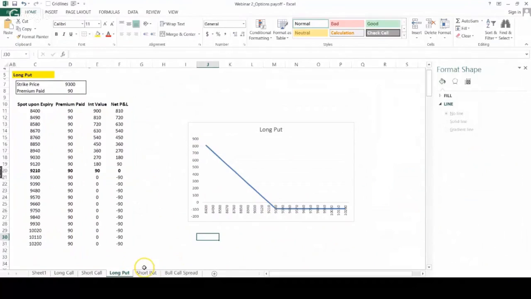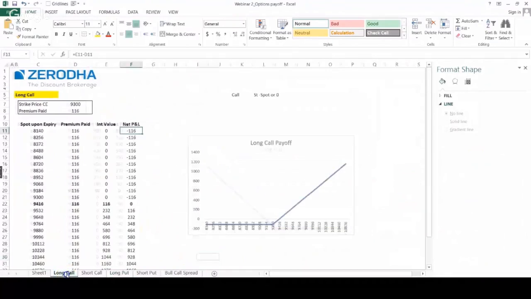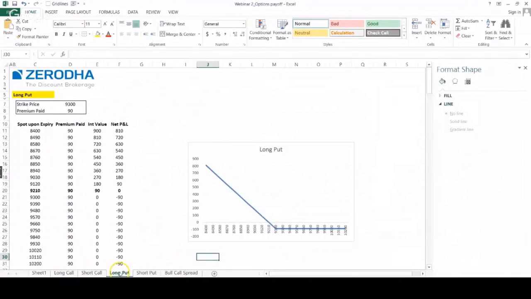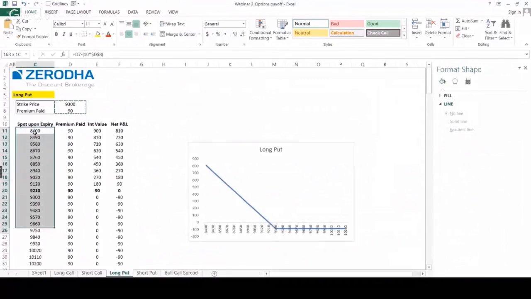All right, guys, so let's keep this long put position. Just like the payoff of a long call position and short call position are mirror images, likewise, the payoff of a long put and a short put will be an exact mirror image. Let's work on that and see what kind of graph we get. We will use the same positions here. So the expiry, let me just copy these values just to save time.